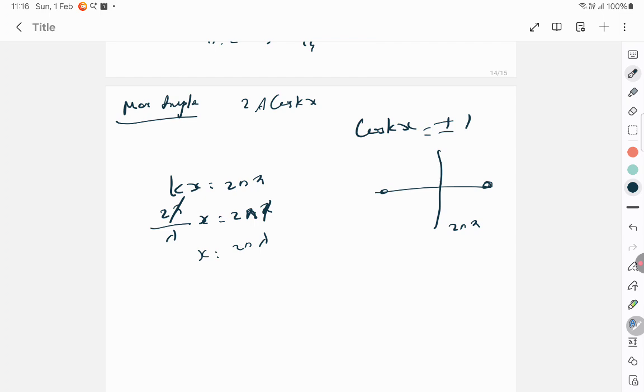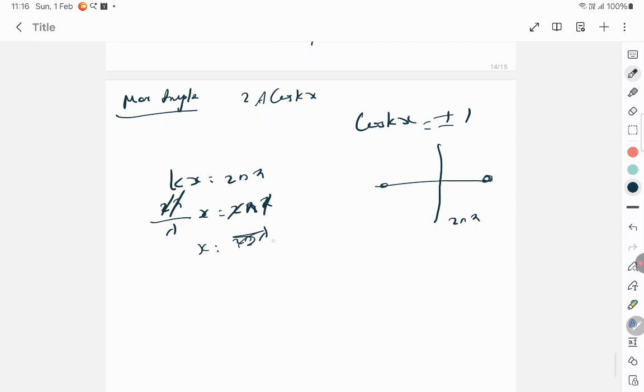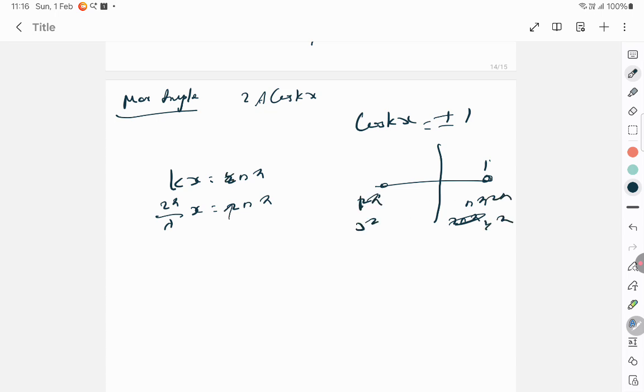So kx is equal to... no, should I write 2nπ? It's not 2nπ, it's just nπ, because it can be 1π, 2π, 3π, 4π, so it's nπ, sorry. So equating it to nπ, (2π/λ)x = nπ, where π and π get cancelled, x is equal to nλ/2.